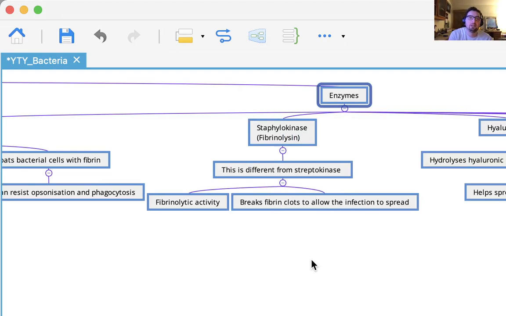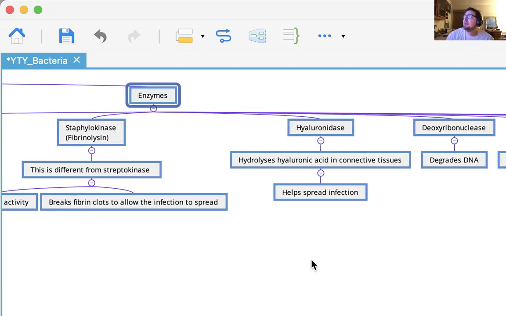Staphylokinase, or fibrinolysin, is important as well, but it might not come up all that much, but I think you should know it, especially for pimping questions. But it's different from streptokinase, which I'm sure you've heard of. This is a whole different molecule, a whole different mechanism. It has fibrinolytic activity, so it's actually breaking down those clots that were formed earlier. And this is later in the infection. It's helping the infection to spread through the bloodstream.